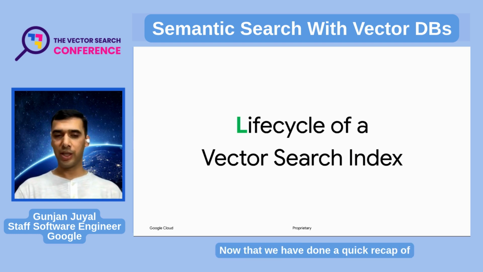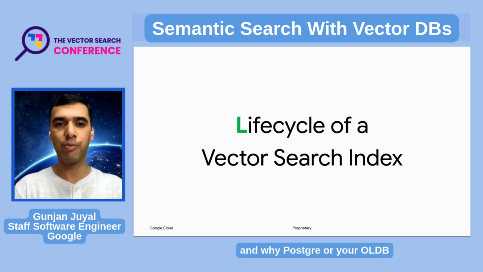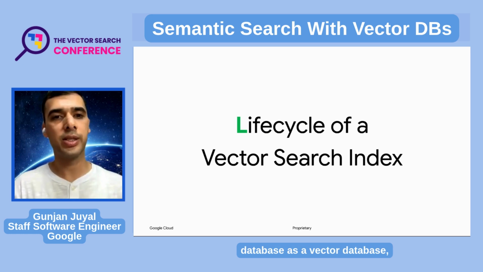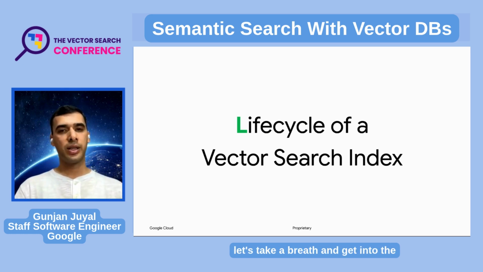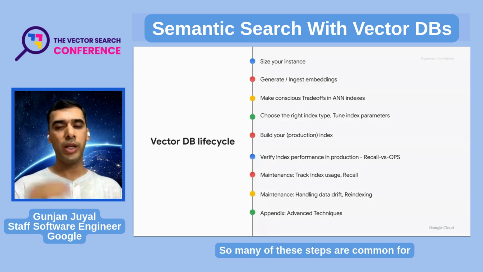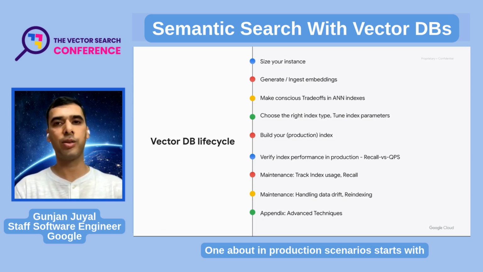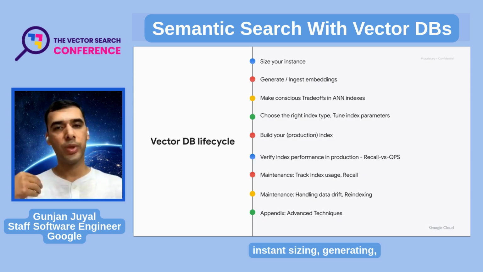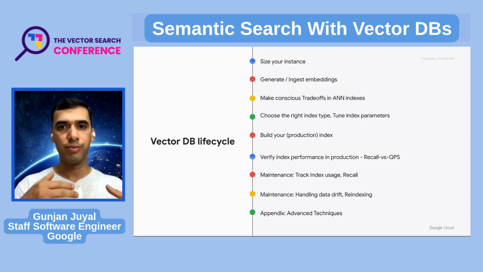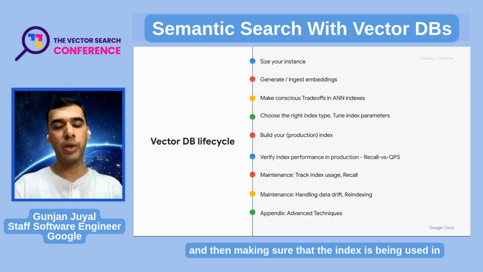Okay. Now that we have done a quick recap of semantic search, vectors, and why Postgres, or your OLTP database, as a vector database, let's take a breath and get into the actual end-to-end life cycle of a vector search index. Many of these steps are common for any index that you would think about in production scenarios. It starts with instance sizing, generating and building your index, and then making sure that the index is being used in production.